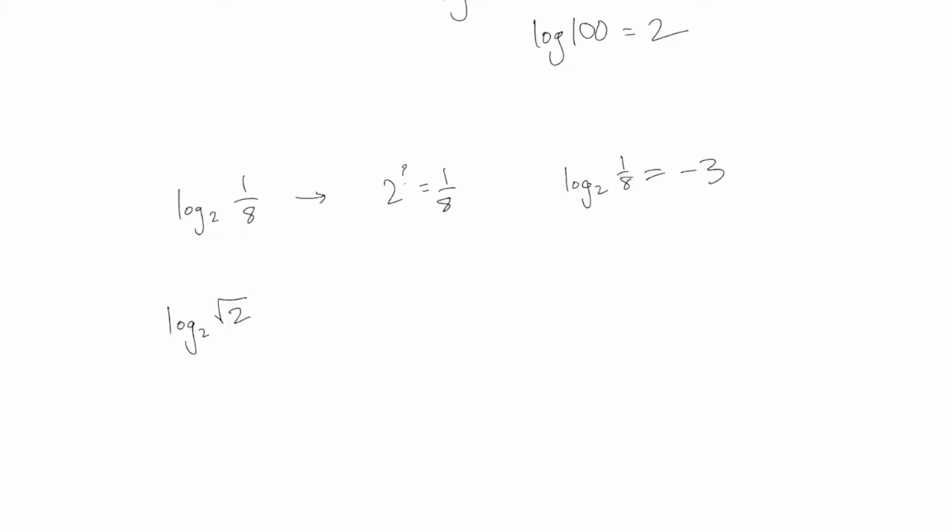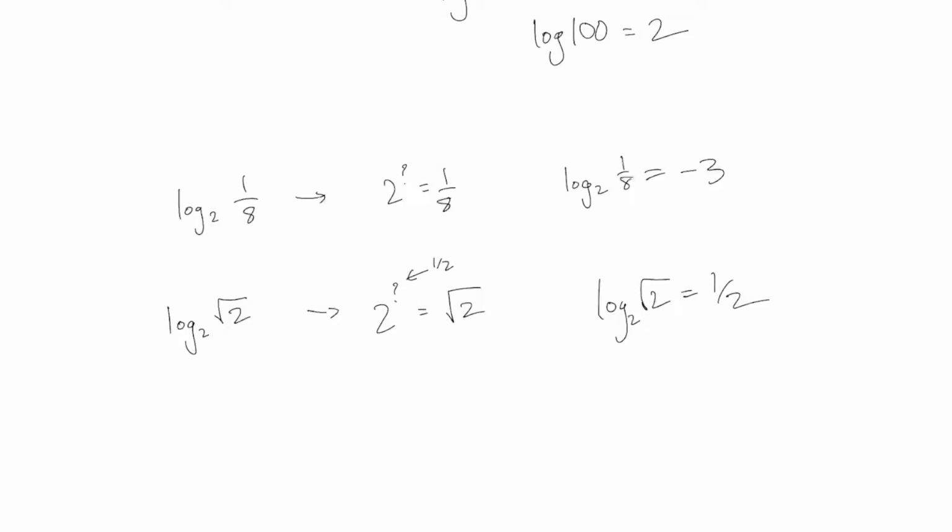And then finally, log base 2 of √2. So this means 2 to what power equals the square root of 2? And I hope you remember, the square root is the same as a 1/2 power. So the answer that goes in the little exponent there, the question mark, should be 1/2, because 2 to the 1/2 is the square root of 2. I hope everybody agrees with that. So the log base 2 of √2 is 1/2. All right? These are the logarithms.